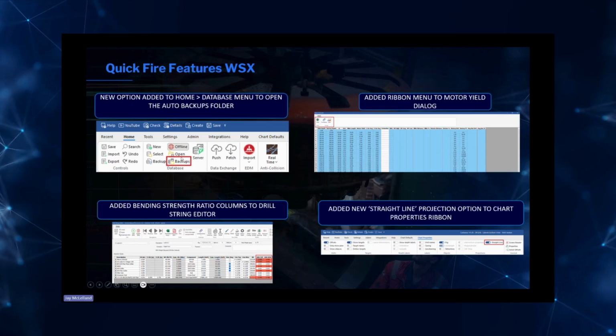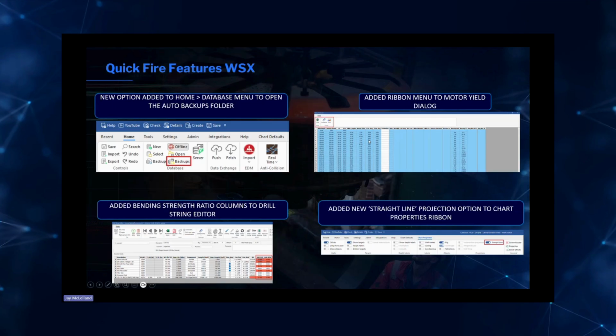That's a very useful feature in itself, but this just makes life a lot easier to find those quickly and easily. We added a ribbon menu to our motor yield dialog, so you can now print this off in Excel. We've added that functionality in there.